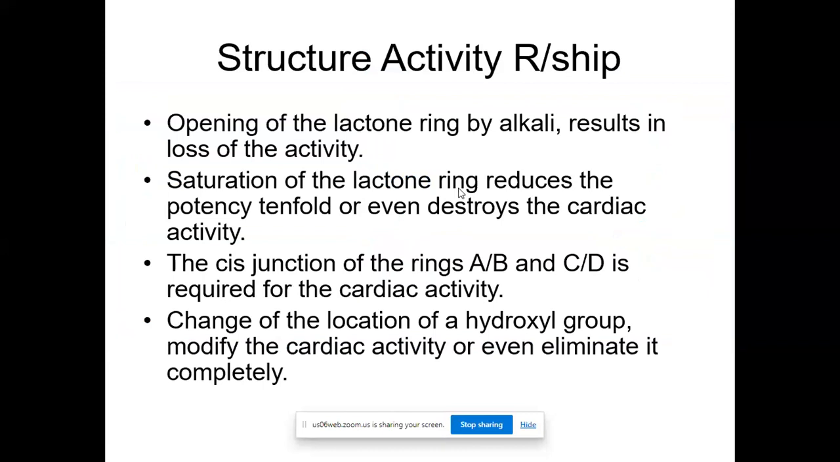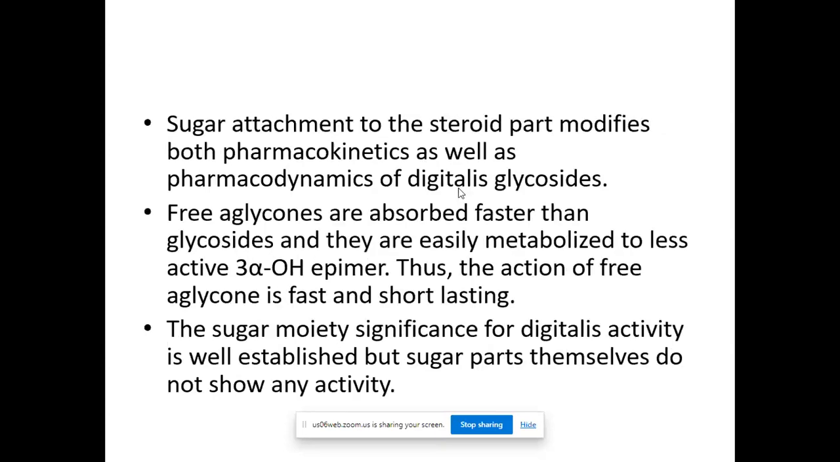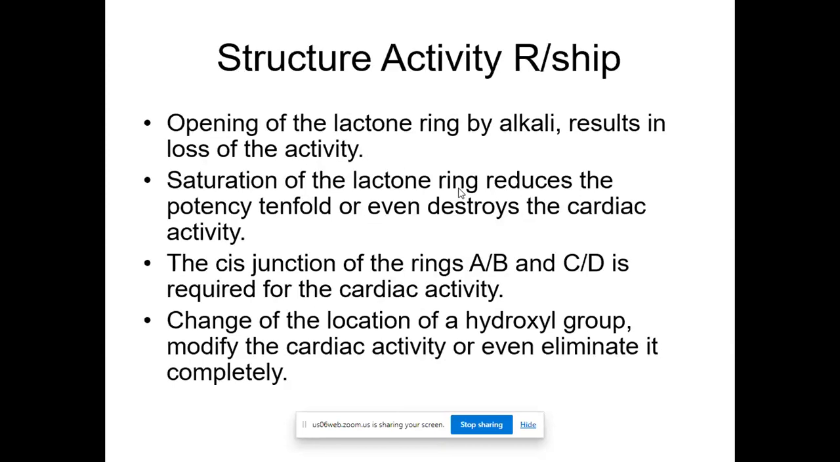Okay, so we go to the SAR. These cardiac glycosides have a steroid nucleus, and they also have a lactone ring as well as a sugar part. So opening of the lactone ring with alkali will result in the loss of the activity. So like in some of the tests you'll be using alkali, if it's too strong, it will give you a negative result. Saturation of the lactone ring also reduces the potency tenfold or even destroys the cardiac activity.